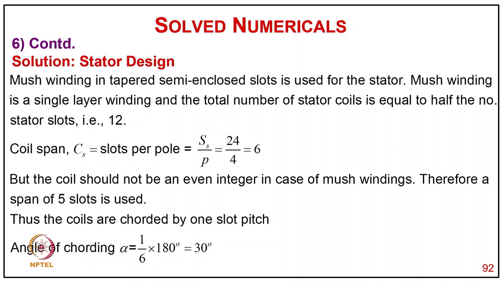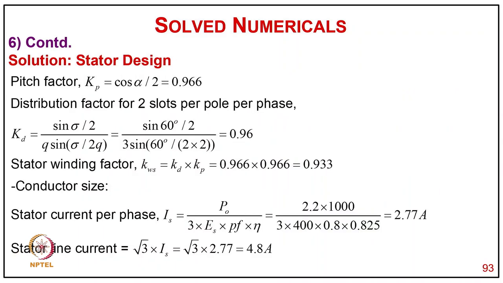But the coils will not be an even number in case of mush winding, therefore the span is 5 slots. Thus the coils are short-pitched by one slot pitch, so angle of short-pitching alpha equals 1/6 × 180, 30 degrees. So pitch factor becomes Kp = cos(alpha/2), that's 0.966, and distribution factor for slots per pole per phase, Kd = sin(sigma/2) upon q sin(sigma/2q), putting values it comes 0.96. So stator winding factor Kws = Kd into Kp, putting values it comes 0.933.